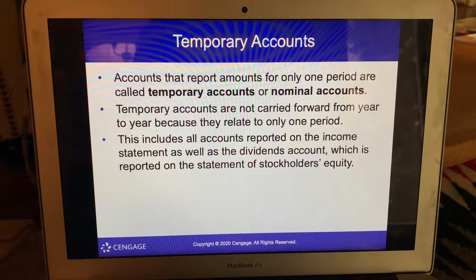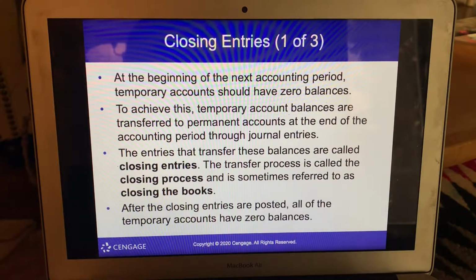This includes all accounts reported on the income statement as well as the dividends account, which is reported on the statement of stockholders' equity. So closing entries: at the beginning of the next accounting period, temporary accounts should have zero balances. To achieve this, temporary account balances are transferred to permanent accounts at the end of the accounting period through journal entries. The entries that transfer these balances are called closing entries, and the process of transferring is called the closing process, and is sometimes called closing the books.